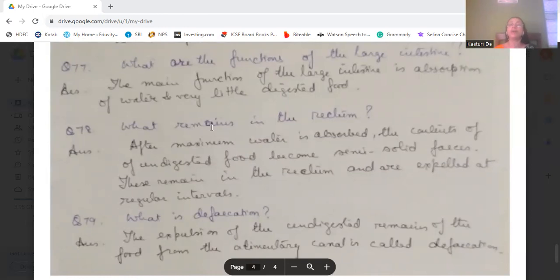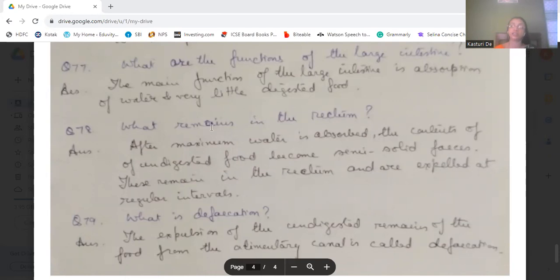Okay. Now, what remains in the rectum after maximum water absorption? The contents of the undigested food become semi-solid feces. Okay. So, mainly water is absorbed in the large intestine, I told you. So, the content which remains after the absorption of water is undigested food material. And that becomes semi-solid feces. These remain in the rectum and at regular intervals, they are expelled out of the body.